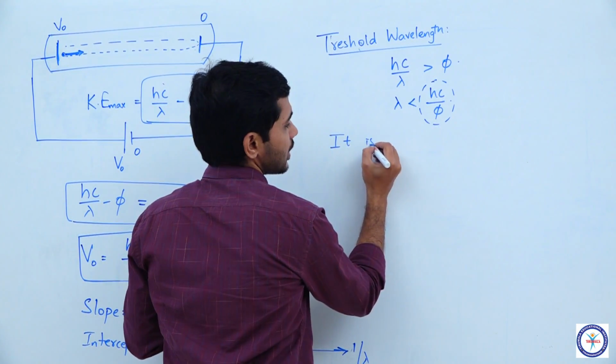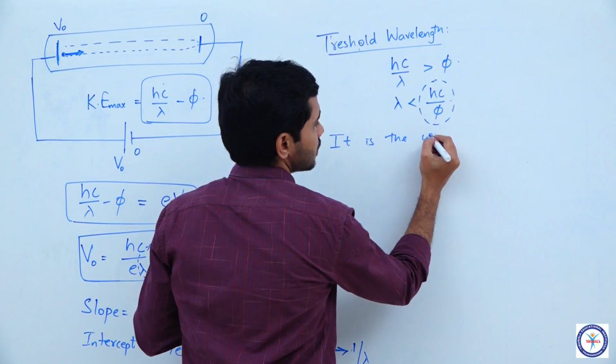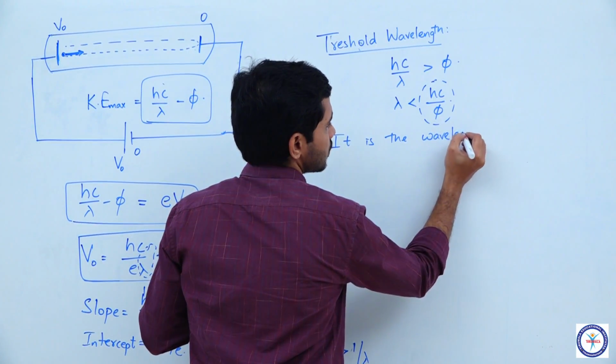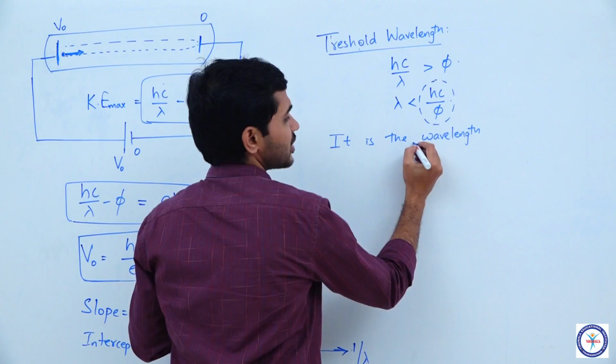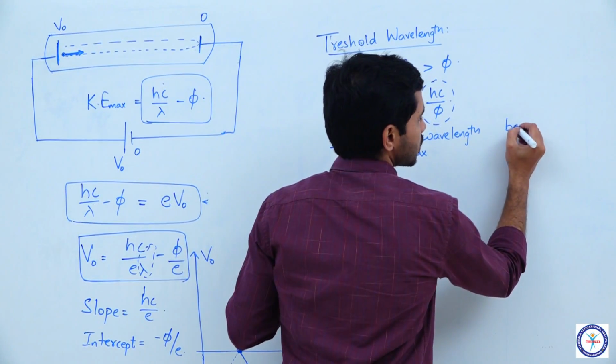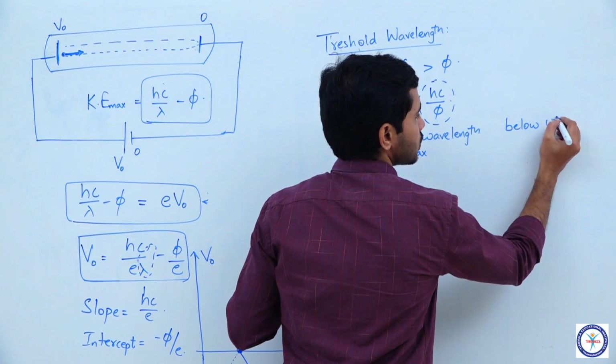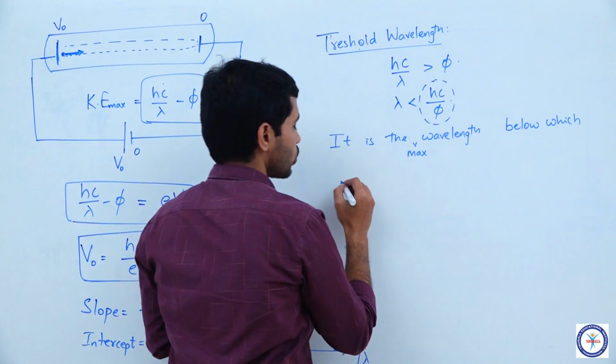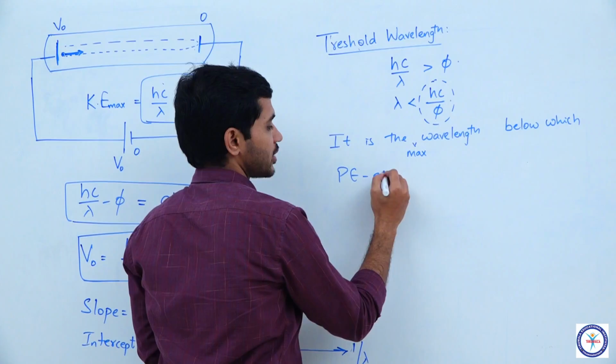It is the wavelength, or basically the maximum wavelength, below which the photoelectric effect takes place.